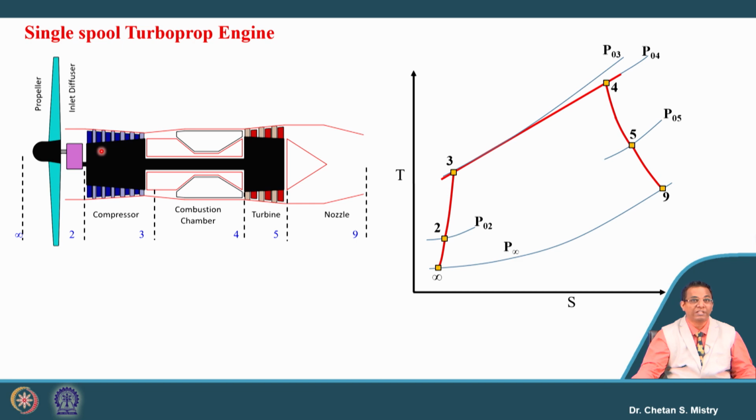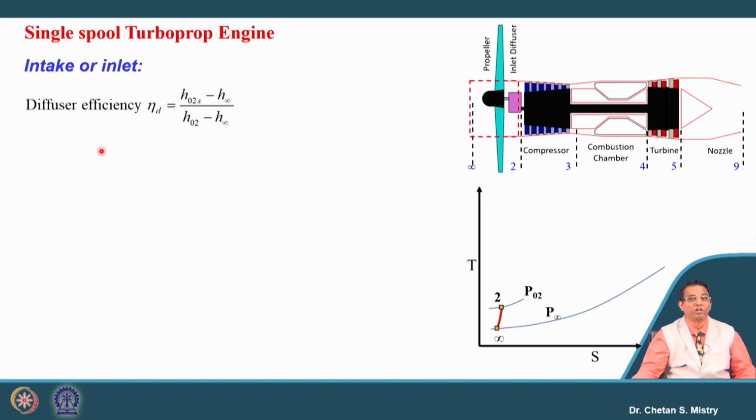So this analysis is somewhat different. Let's try to understand that part. The very first component we have is our intake, or say inlet. As we have discussed, these intakes are of a different kind compared to our turbojet engine as well as turbofan engine. They are a specialized kind of intake.